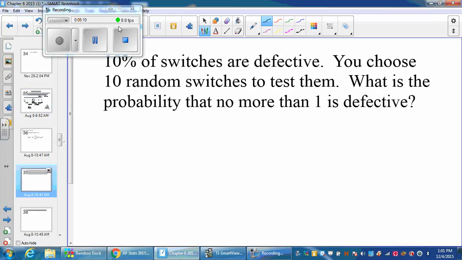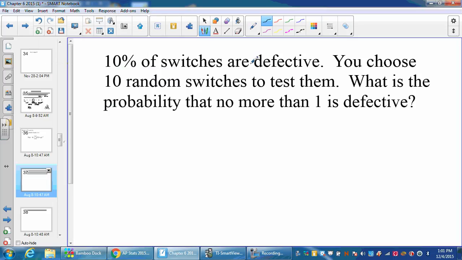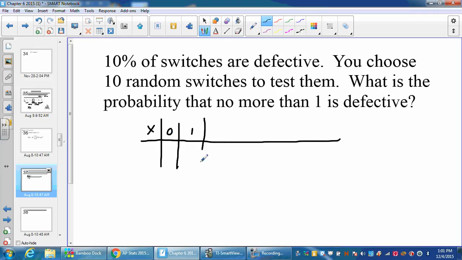All right. So now there's a new problem. Say 10% of switches are defective. You choose 10 random switches to test them. What's the probability that no more than one is defective? So let's make a distribution. And we go 0, 1, 2, 3, and so on all the way up to 10.